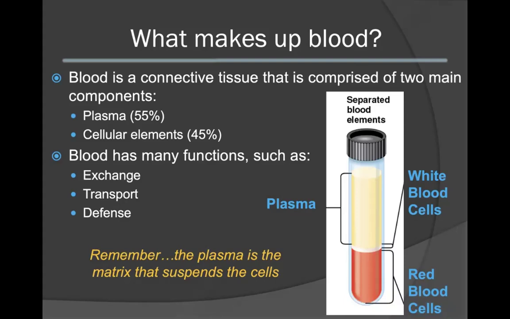In general, plasma makes up about 55% of blood, while the cellular elements, either red blood cells or white blood cells, make up 45%. Take a look at the diagram to the right to see these individual components in blood. Blood has many different functions, such as the exchange of materials, transport of materials, as well as defense from various types of pathogens.